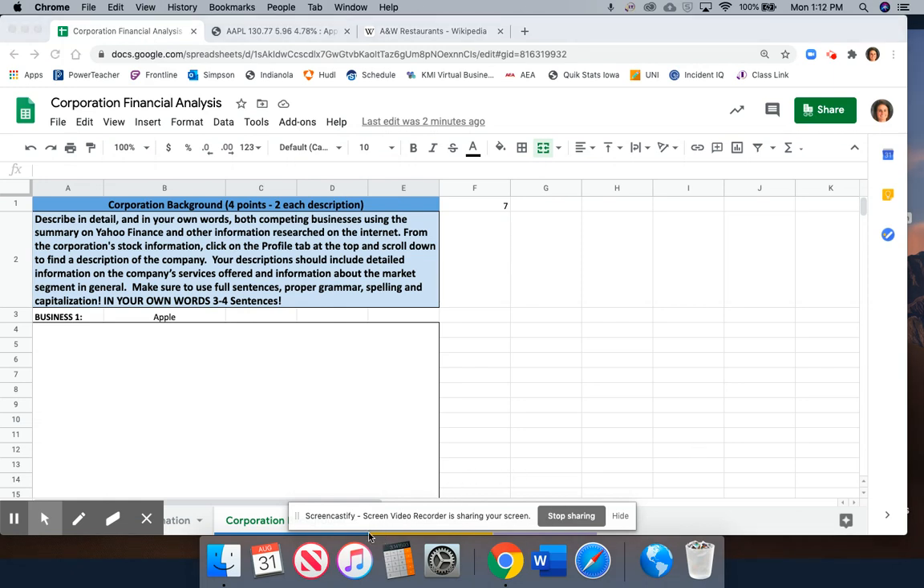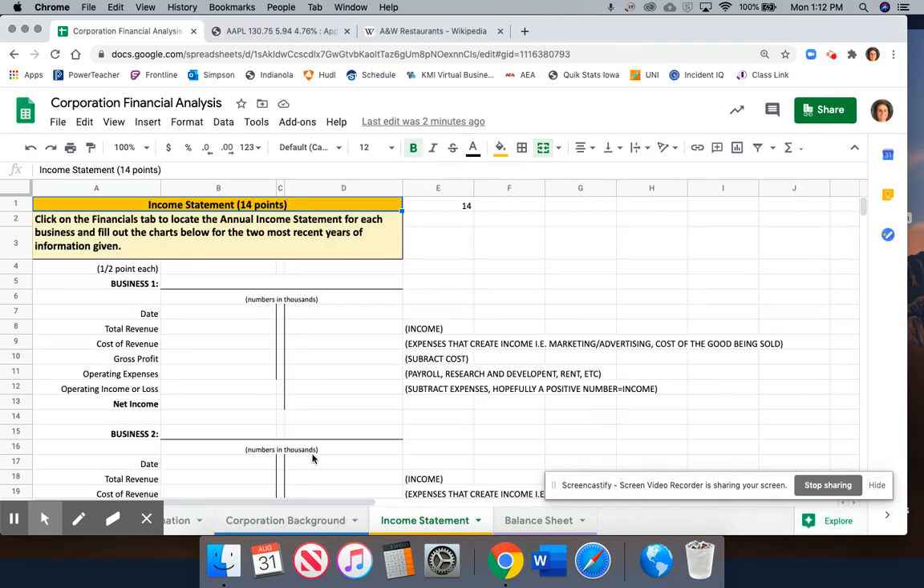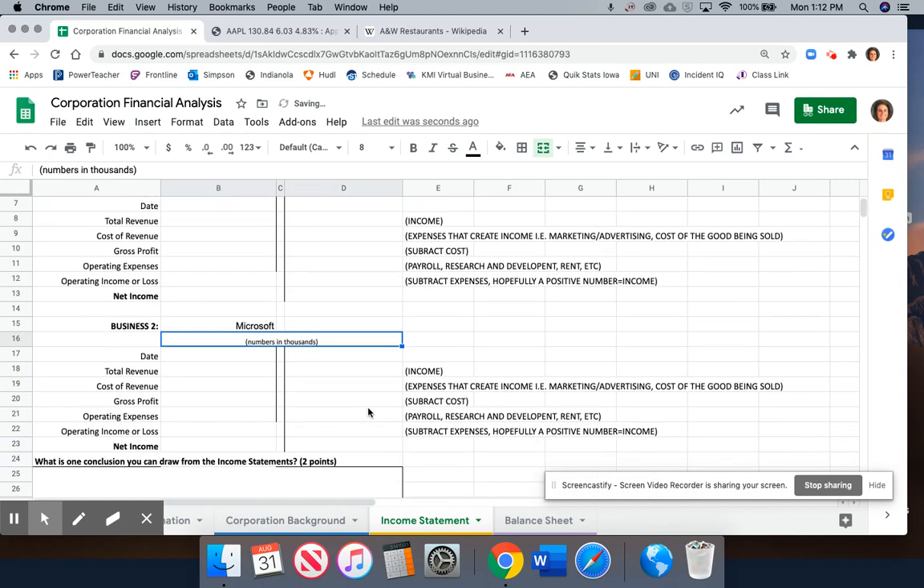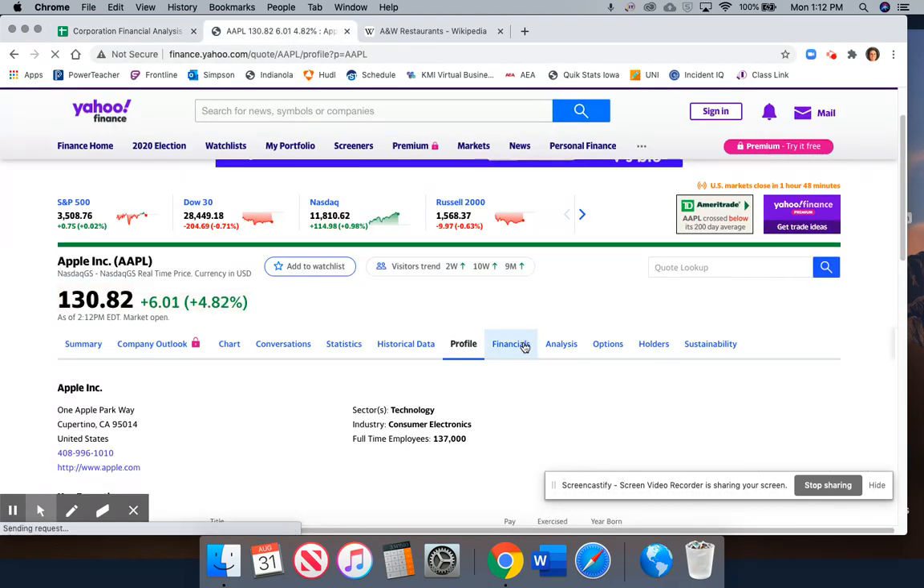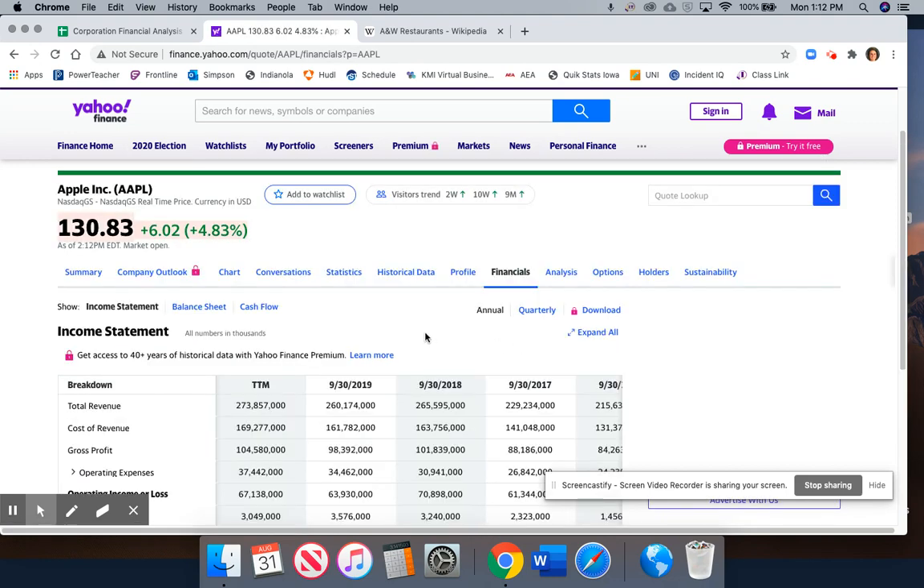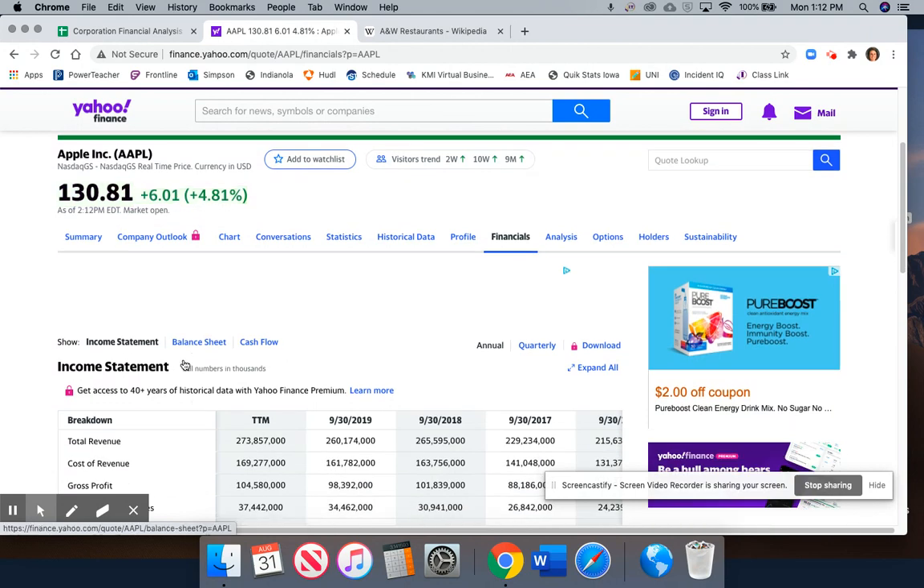Our second tab right here is the income statement. So I'm going to stay with Apple here. I would type Apple, and then I would type Microsoft. I'm finding the information for both of those companies. So the date, we'll find that. I'm going to go to Financials. And I'm looking at the income statement. We'll look at the balance sheet next.